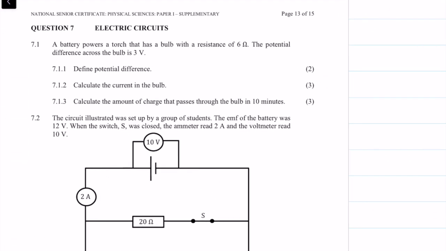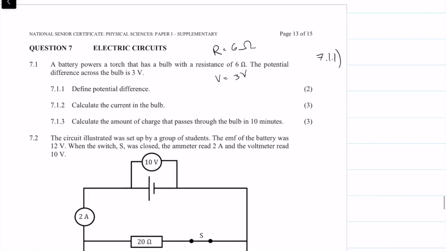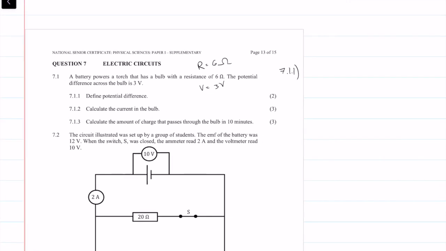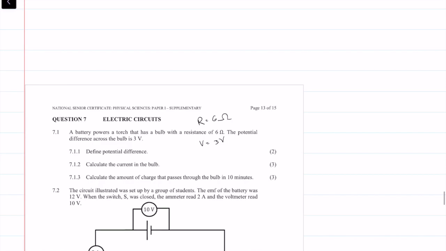Question 7.1 says a battery powers a torch that has a bulb with a resistance R equal to 6 ohms. The potential difference across the bulb V is equal to 3 volts. Question 7.1.1 is a definition, and it says define potential difference.